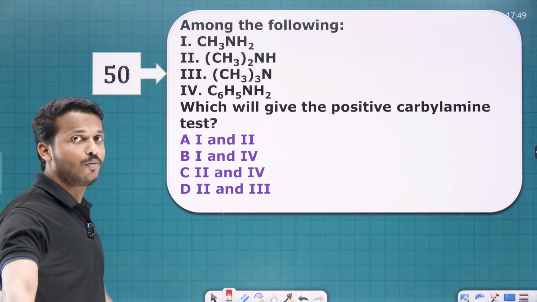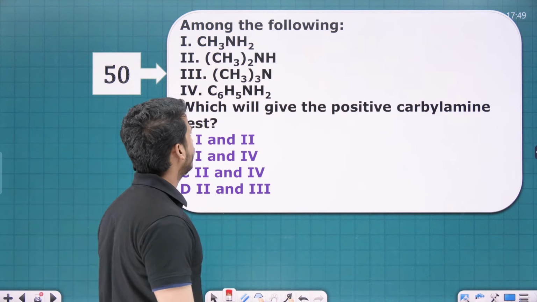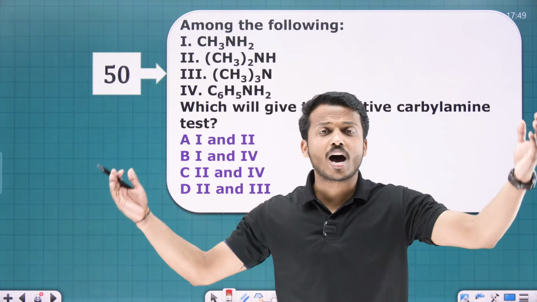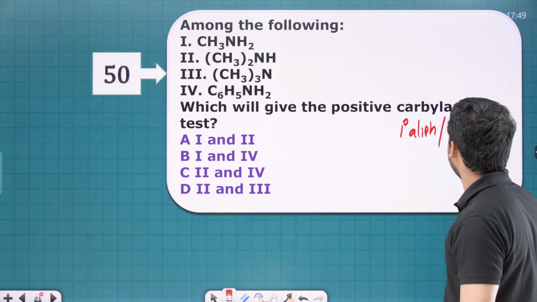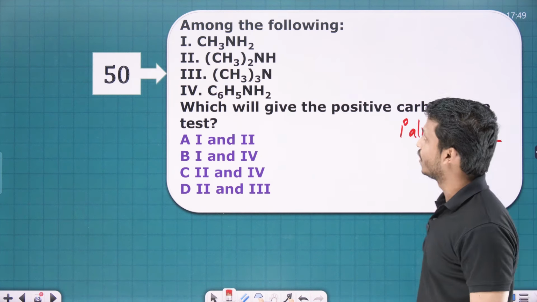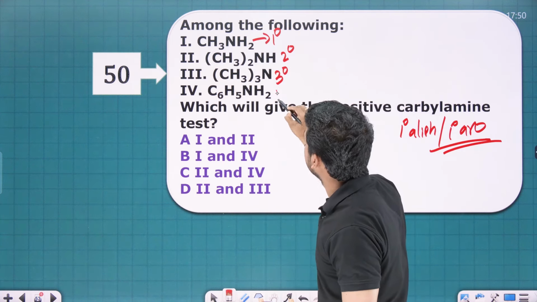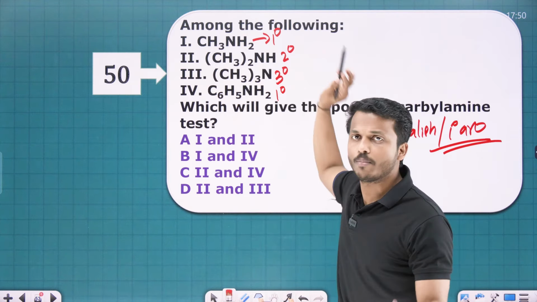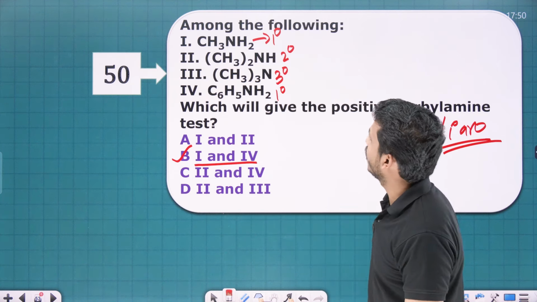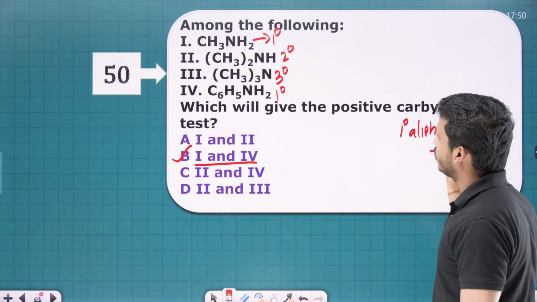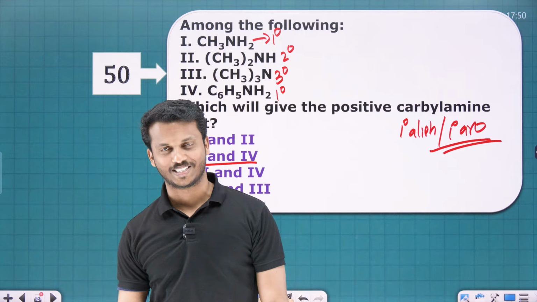Question number 50, dear all, we are going to question 50. Among the following, which will have the positive carbylamine test? Come on, fast. The carbylamine test is given by a primary aliphatic or primary aromatic amine. You know, this is a primary amine. This is secondary. This is tertiary. This is primary. So which will give? All primary amines can give. Okay, so 1 and 4. Which one is the question asking? Which will give the positive test. Okay, so 1 and 4 are primary. They can give the carbylamine test. Clear, all of you?